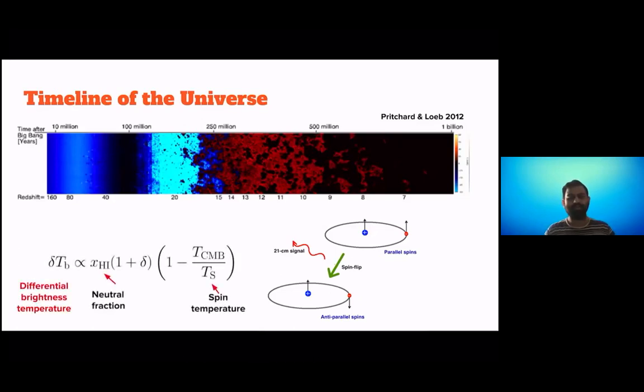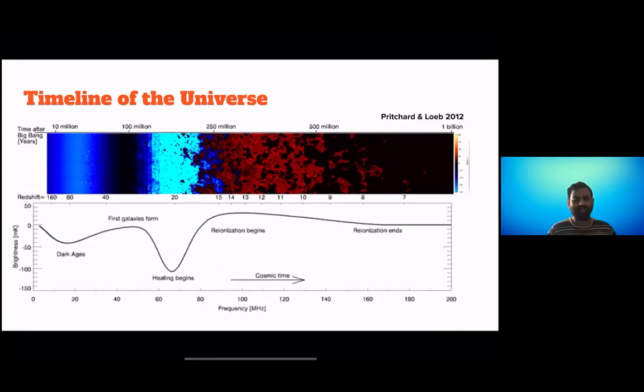The radio telescope will observe a quantity known as the brightness temperature. The equation here shows that it depends on the neutral hydrogen fraction, the spin temperature, and the baryon density contrast. The spin temperature depends on the temperature of the gas during this time. Here I show the sky averaged 21 centimeter signal evolving over time.